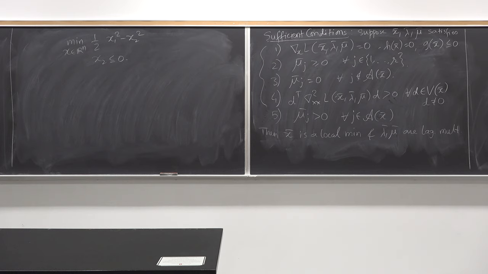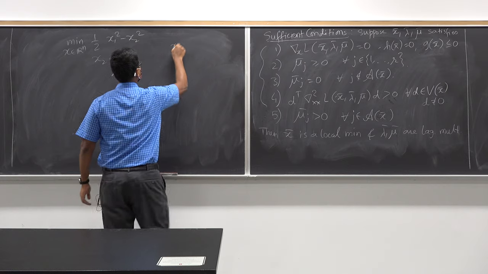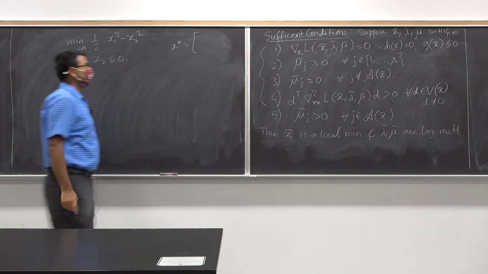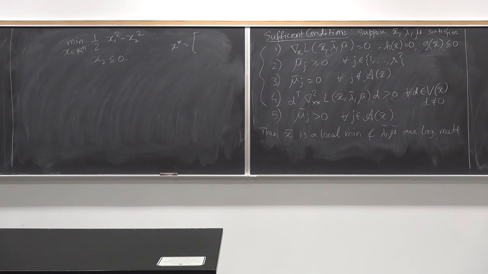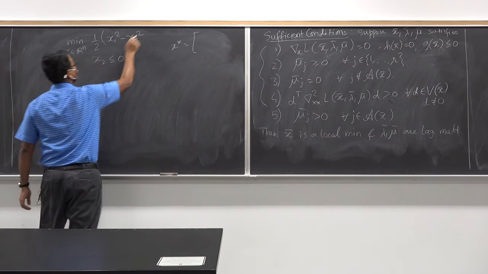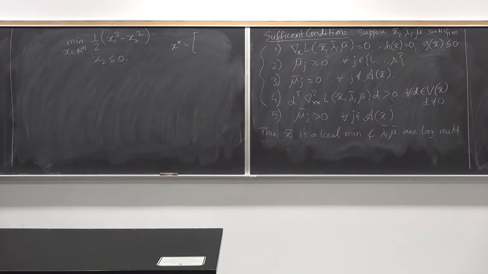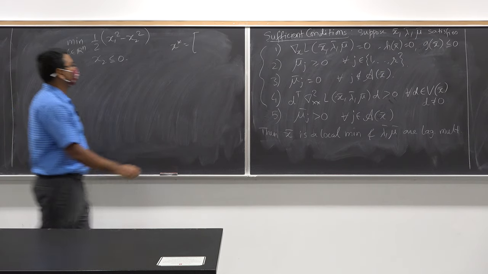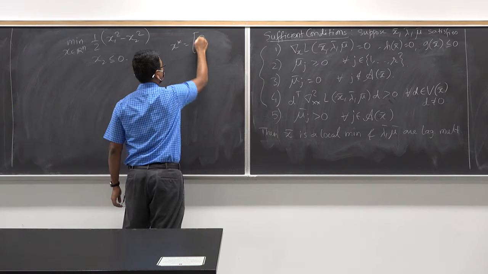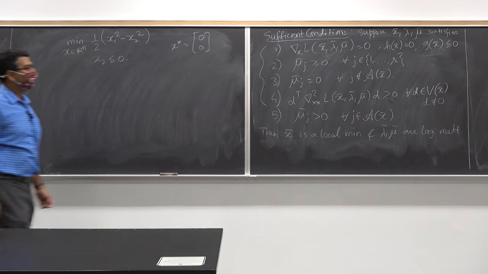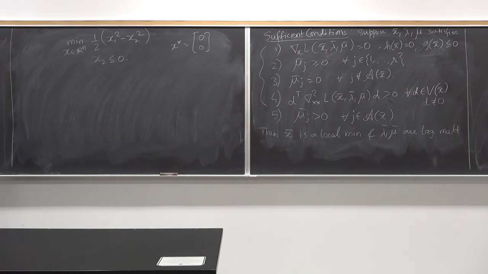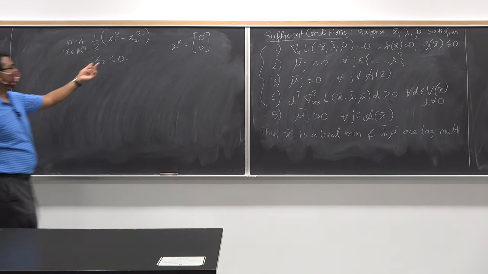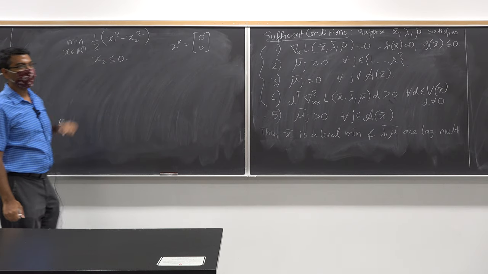Can someone tell me what x star is going to be like for this problem? Oh, I should probably put a zero. Zero? Zero. So x star should be 0, 0. Anyone else has a different x star in mind? So you have to notice that this is a negative sign here, right?